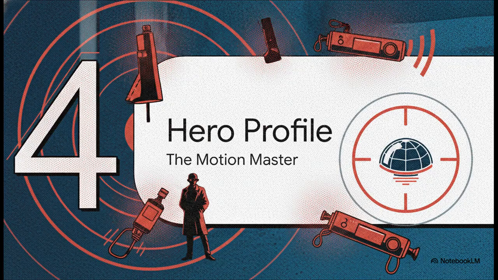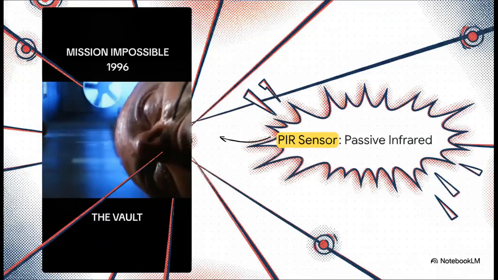Section 4. Hero Profile, the Motion Master. When you think of high-tech security, you probably picture that famous vault scene from the first Mission Impossible movie, right? Well, that perfectly captures this specific sensor's domain. The PIR, or passive infrared sensor, is the absolute cornerstone of modern security and motion detection. When you imagine laser grids and invisible alarms, you're really thinking of the practical application of the PIR.